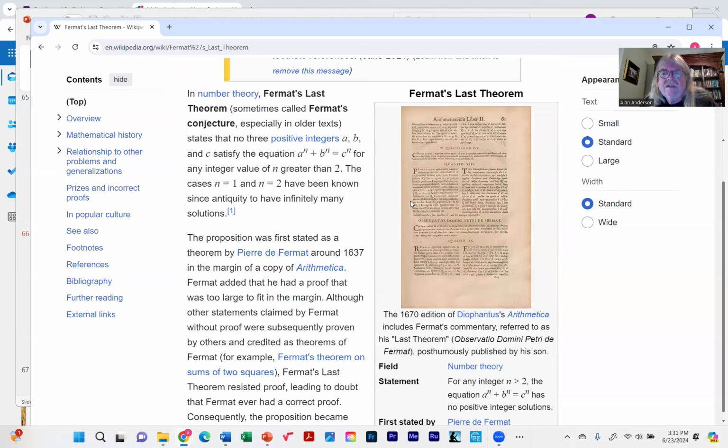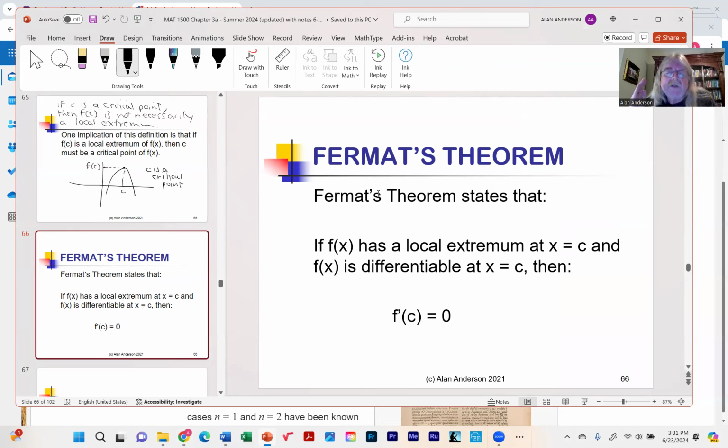All right. Anyway, next time we'll pick it up right here with Fermat's theorem. We have to understand how to identify critical points, and then we have to figure out if they're showing us a relative maximum, a relative minimum, or possibly neither. We have to understand how to distinguish between the three cases.